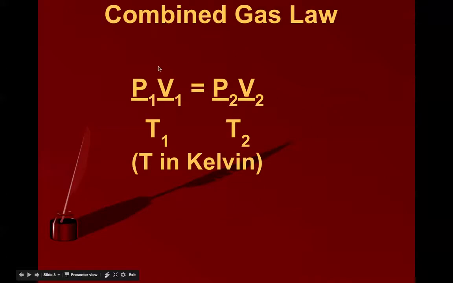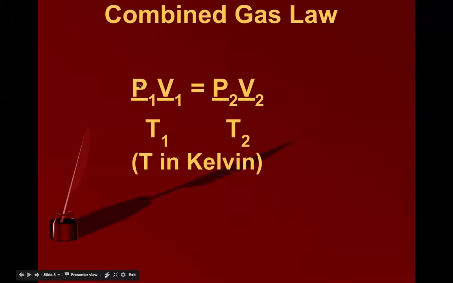So take a look at this real quick. You might be saying, oh no, another equation. Well, guess what? This one you're going to like because it actually makes your life easier. Let's say, for example, temperature's not changing. Temperature's constant. Well, then T1 equals T2. They're going to cancel out. And look what we're left with. P1V1 equals P2V2. Boyle's law.